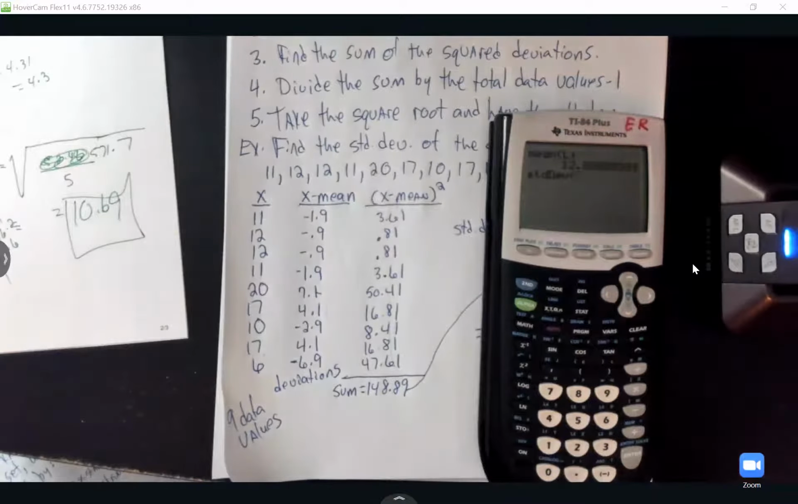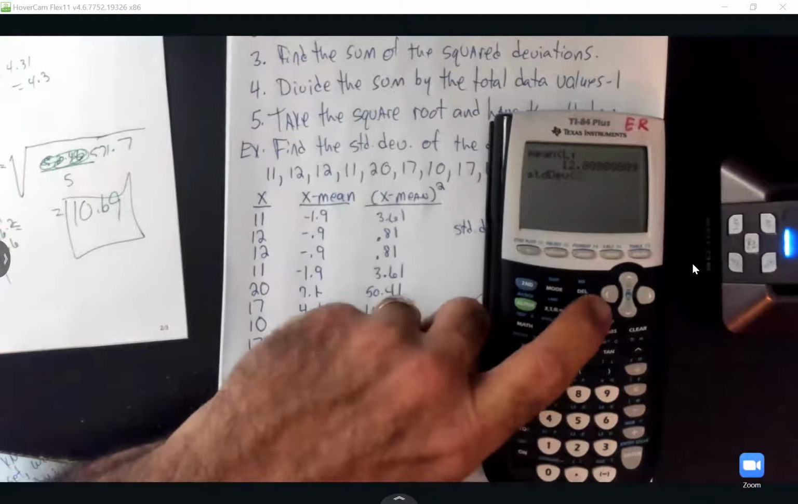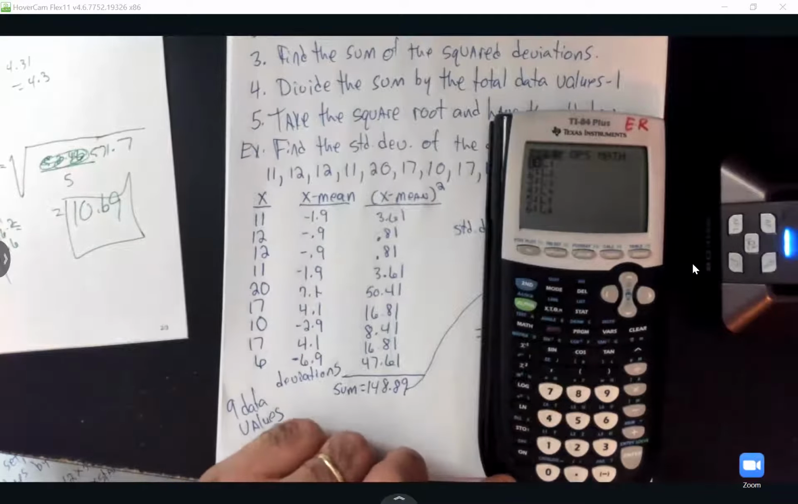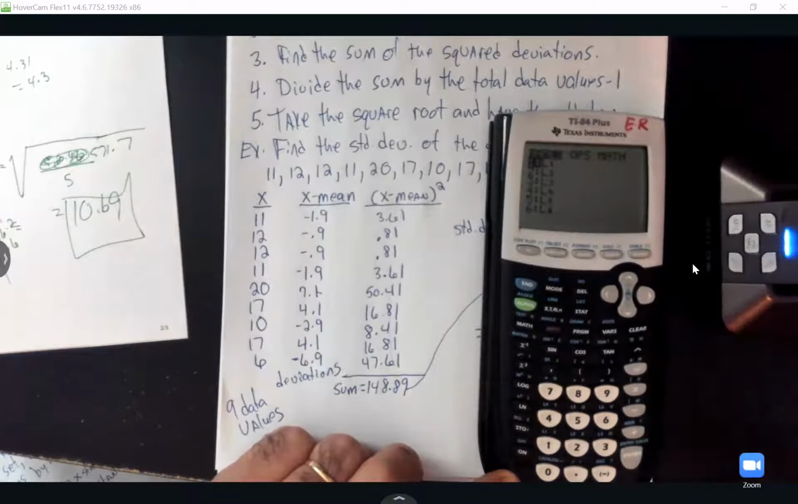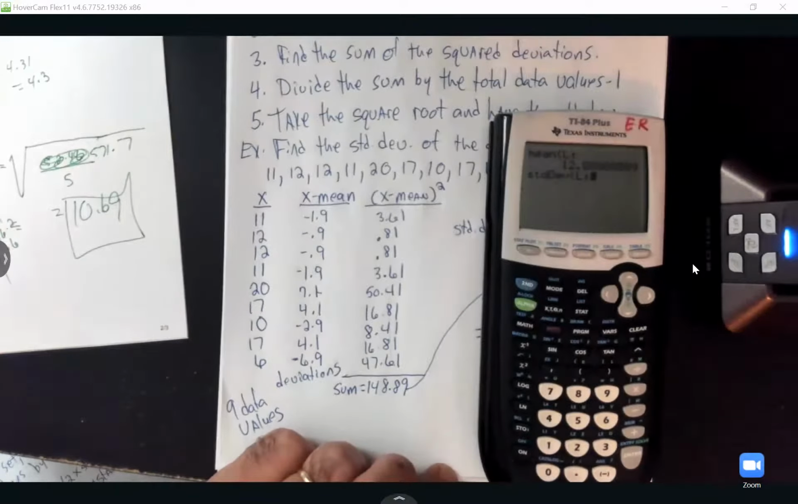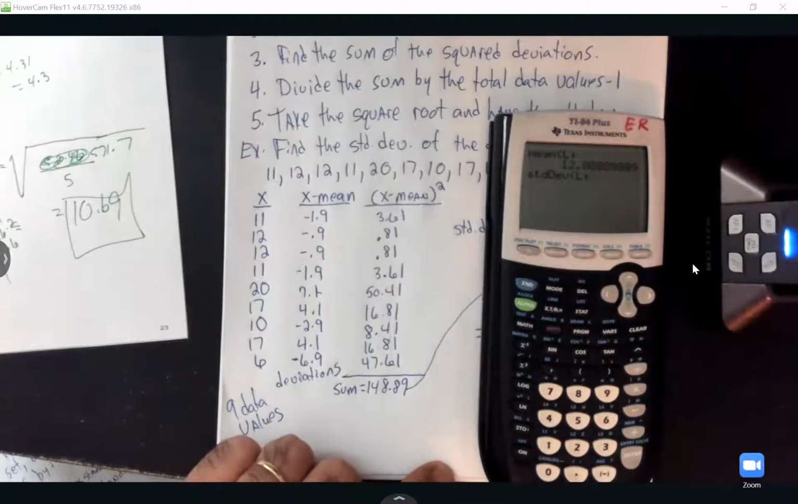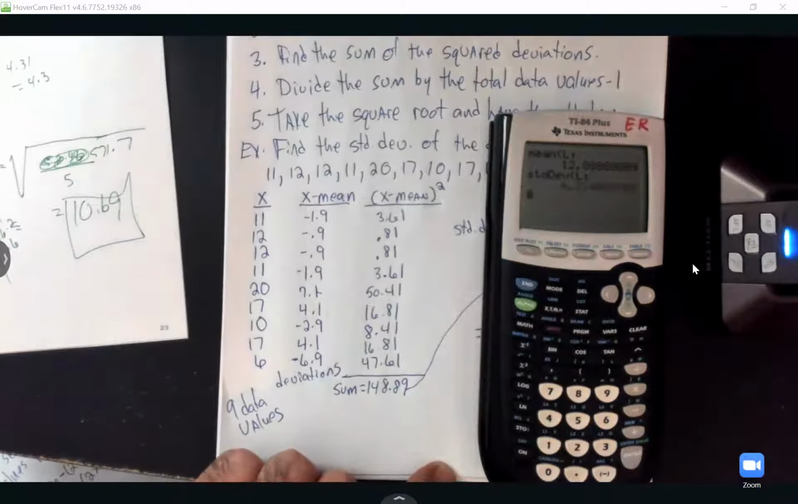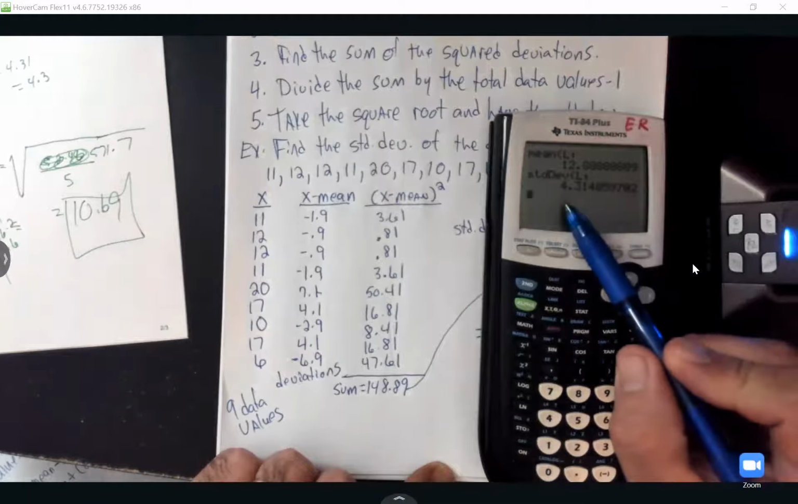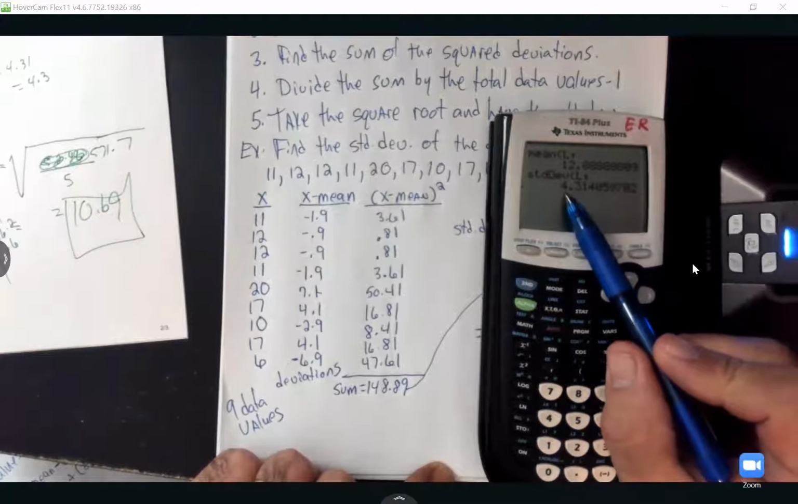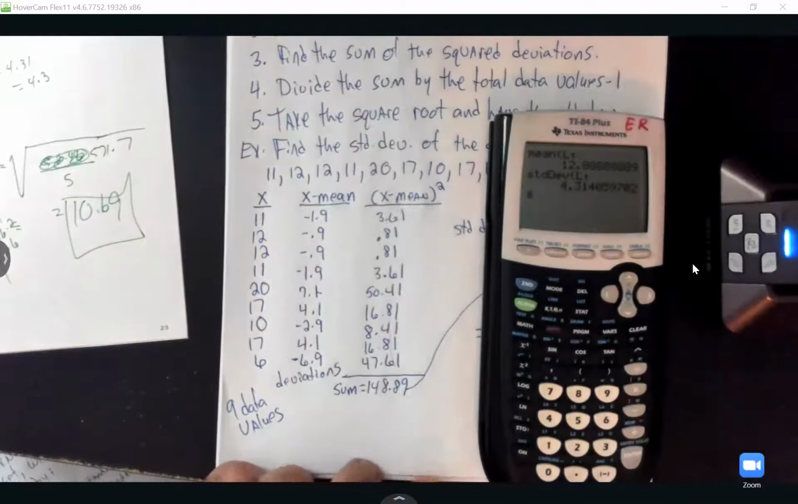So I need to get that list L1 again, right? So to get that list, we hit second stat. L1's already highlighted, so hit enter. So now the calculator is going to find me the standard deviation of that list. So we got, a while ago, we got like 4.3. Watch this, hit enter. In the calculator, if I round 1 decimal place, it's giving me 4.3.